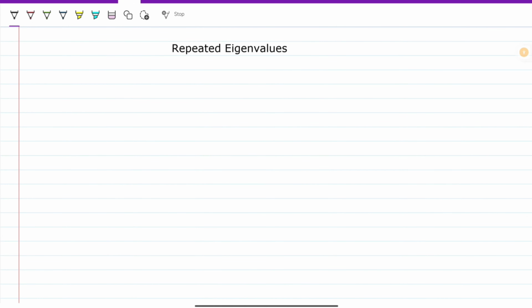Hey everyone, welcome back. We have been exploring eigenvalues and eigenvectors, and today we are tackling a special case, repeated eigenvalues in a 2x2 matrix. This can lead to interesting situations, so let's dive in.